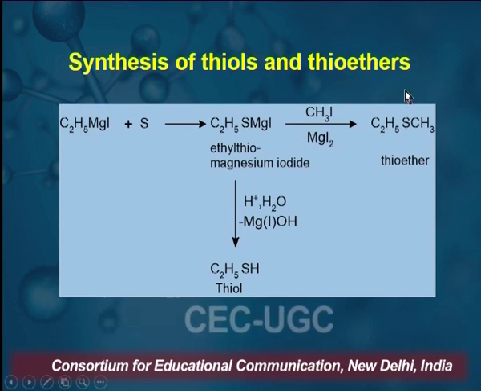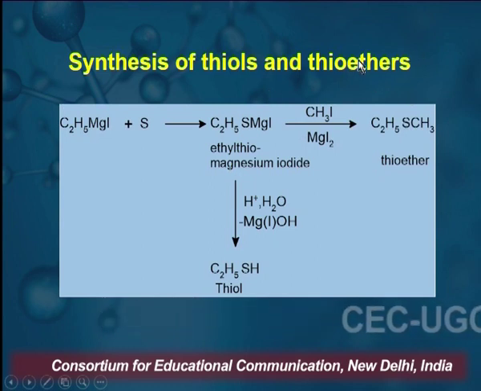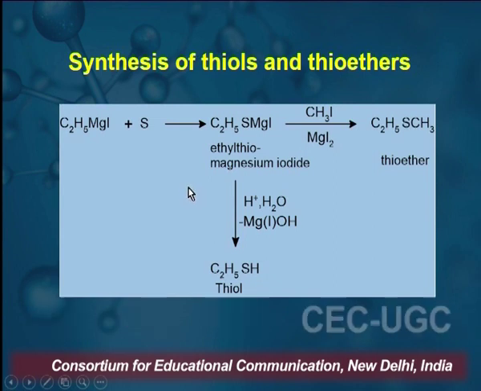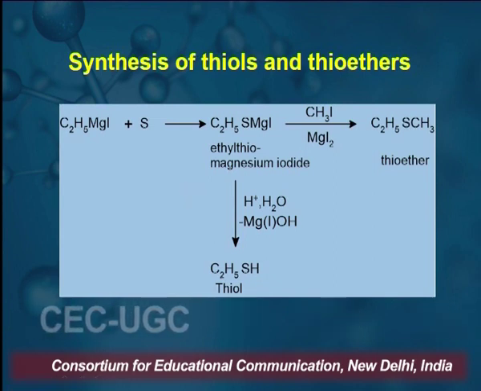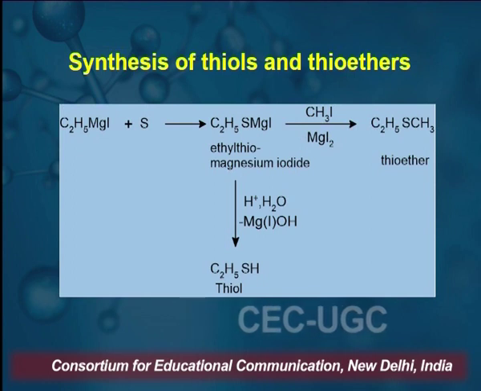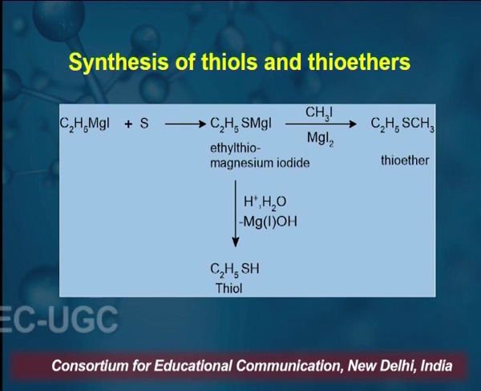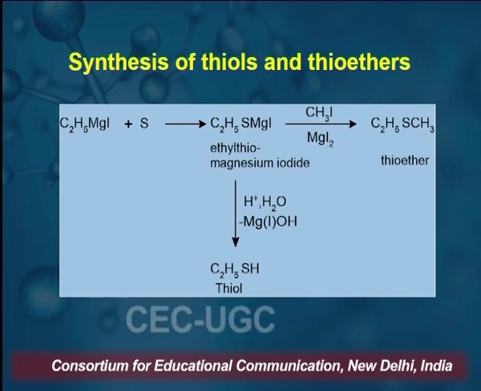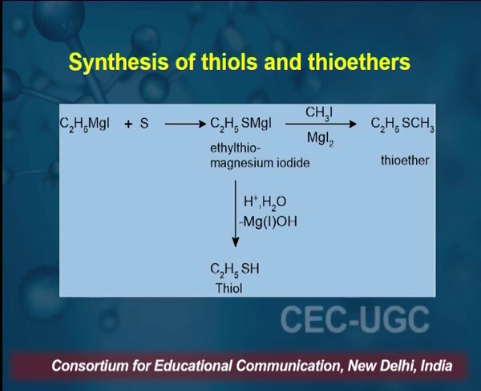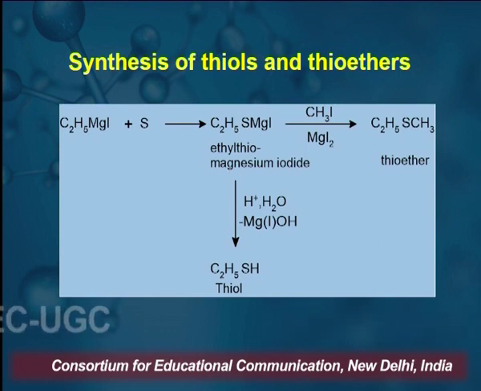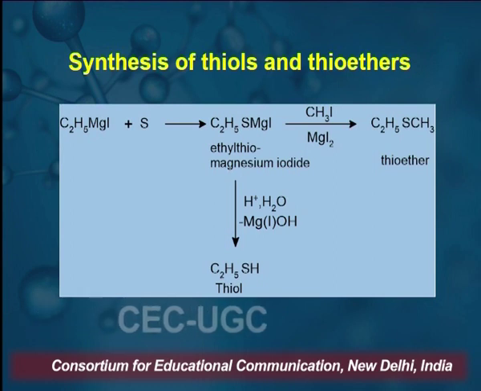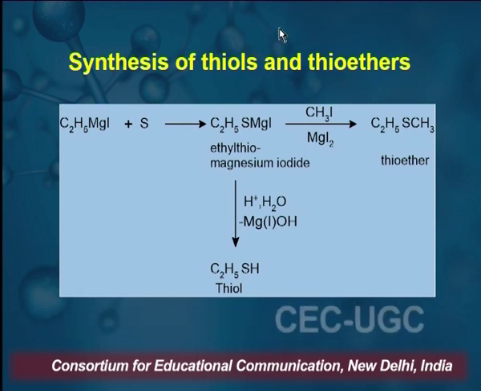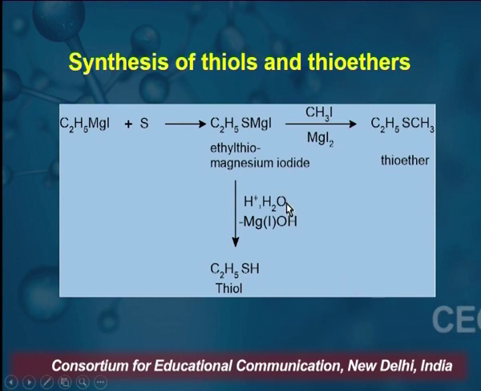Now, synthesis of thiols and thioethers. Grignard reagent provides an excellent route for the synthesis of thiols and thioethers. Grignard reagent on reaction with sulfur results in the ethyl thiomagnesium iodide, which on reaction with methyl iodide results in the formation of thioether with an excellent yield, and on hydrolysis this ethyl thiomagnesium iodide results in the formation of thiols, and this also provides an excellent method for the preparation of the corresponding thiols.